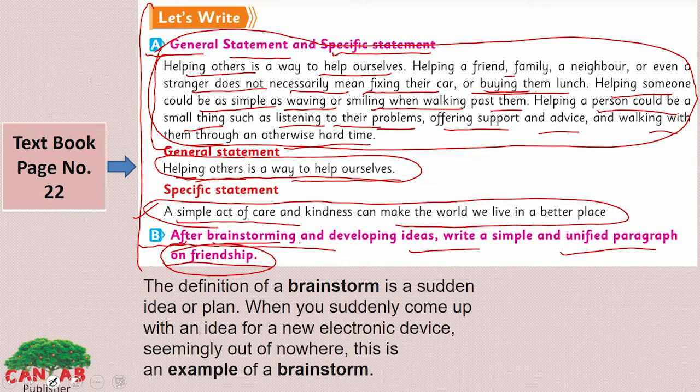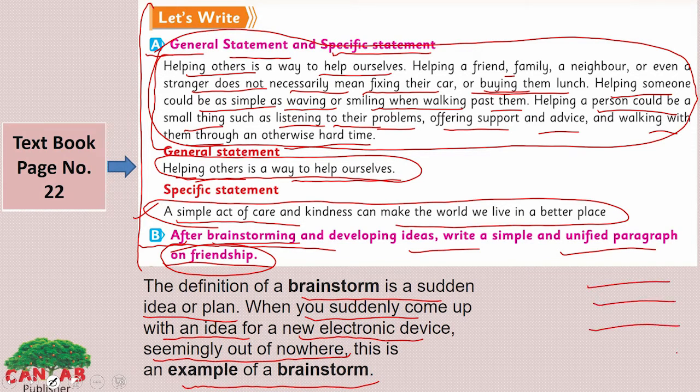What is brainstorming here? I hope we have discussed the brainstorming. So let's have a look here. The definition of a brainstorm is a sudden idea or a plan. When you suddenly come up with an idea for a new electronic device seemingly out of nowhere, this is an example of brainstorm. Like, put aside all the common ideas you have in your mind. But if you come up with a new or unique idea, it is called brainstorming.